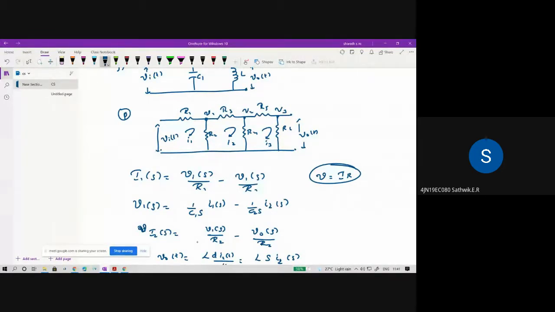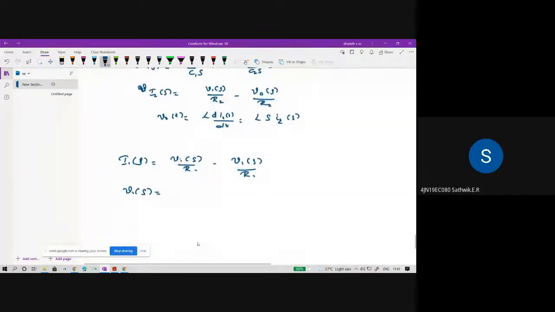Is V directly proportional or inversely proportional to resistance? Directly proportional. So V1 is equal to I into R. But here we have two currents, I1 minus I2, into R2. So I1 of S into R2 minus I2 of S into R2.